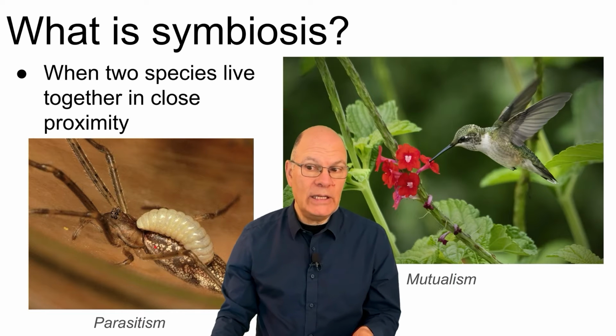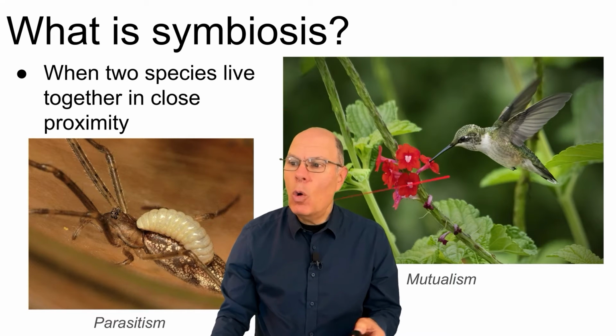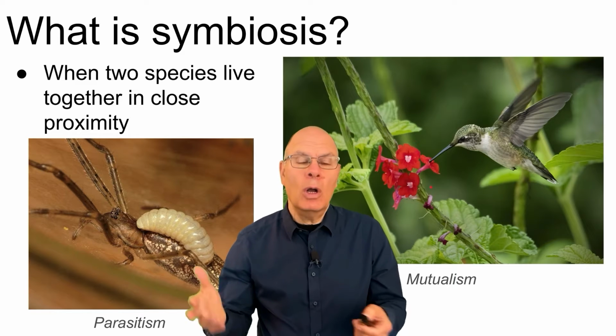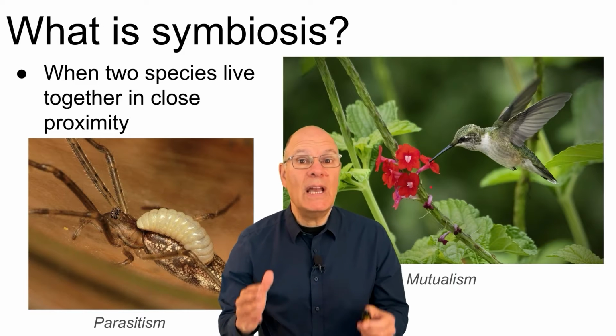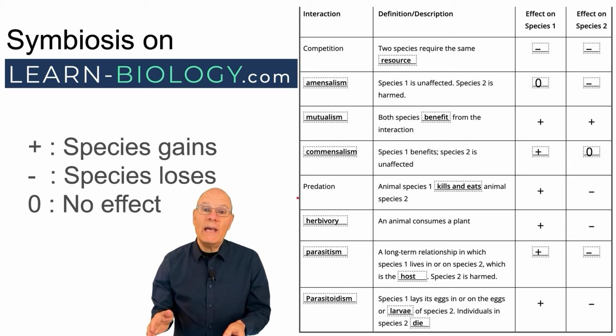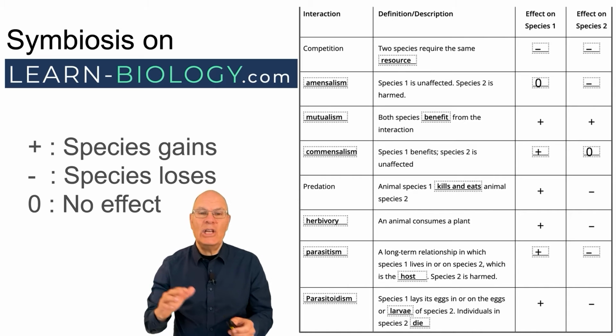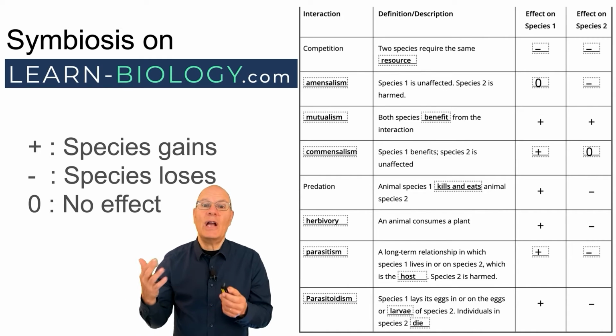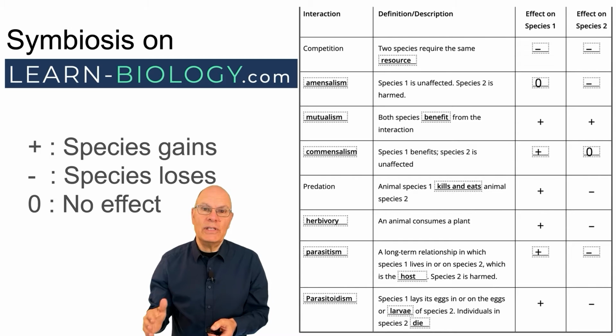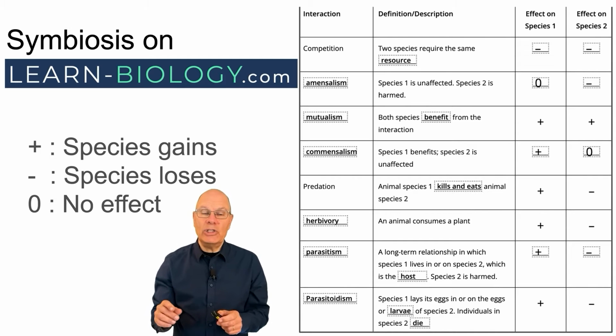What is symbiosis? Symbiosis is an interaction when two species live together in close proximity, and one species might be harmed by that interaction, the other might gain, or both species might benefit, or one of the two species might be unaffected. On Learn-Biology, we have a couple of interactive exercises that you can use to learn about all the different kinds of symbioses that you need to know about for AP Biology.